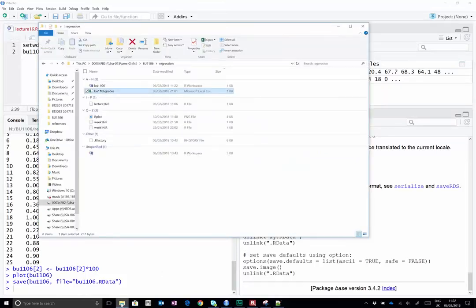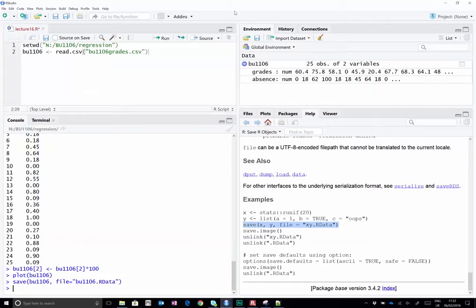Let's go back to Windows Explorer. Yeah, and here it is. Look, it's 11:22, and this file was saved at 11:22, so this is the one I just saved. Okay, that worked. Yay! Okay, let's go back to the plot.